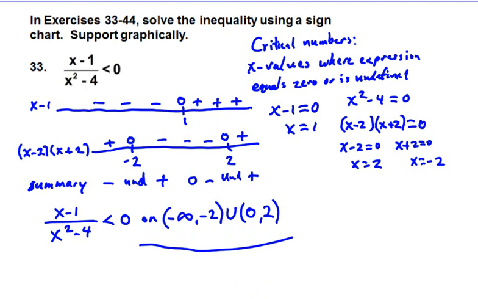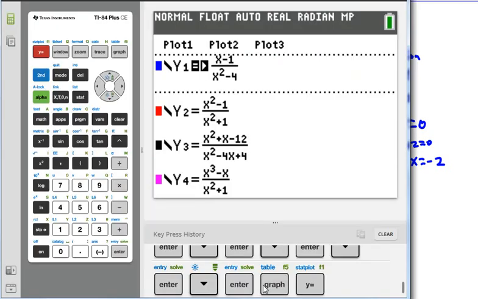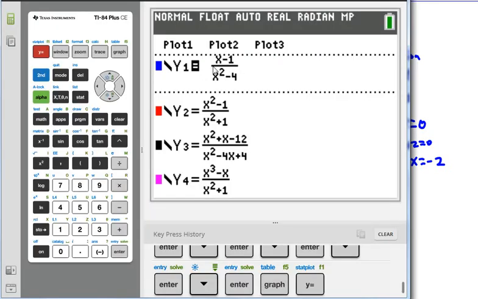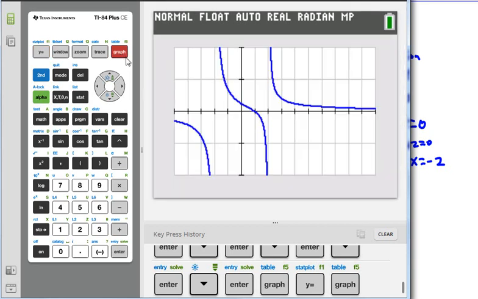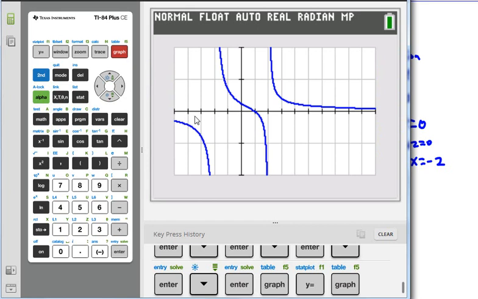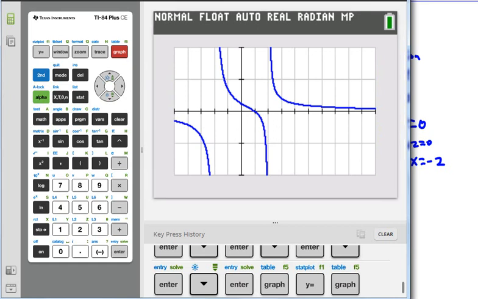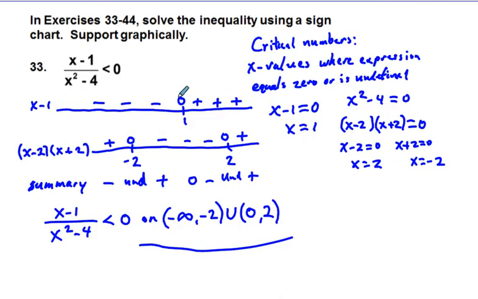And the last thing I'm going to do is it says support graphically. So I have entered this function here, and I'm going to press graph, and we'll see what we see. Well, we have negative from negative infinity down to x equals negative 2. There's x equals negative 2. And also from x equals 1 to x equals 2. So that would be a graphical confirmation.